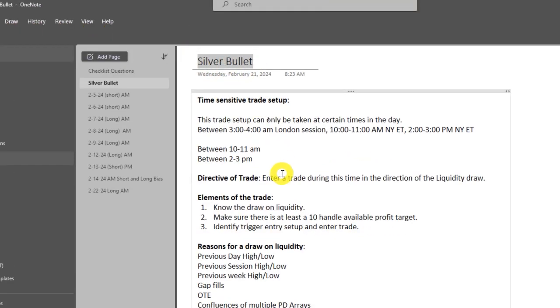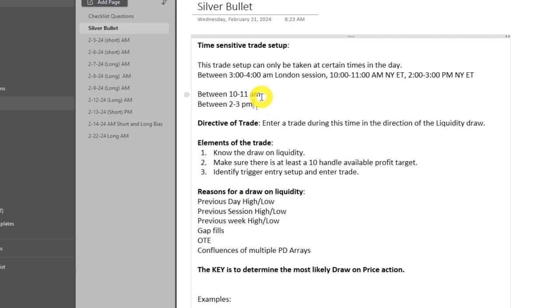The silver bullet is a strategy to go long or short at a certain time of day. Now, we're not interested in the London session, which is 3 in the morning, because I'm not up at that time. But it is a time-sensitive trade. This particular setup can only be taken at these times here. Now, I am awake and ready to go at 10 a.m. So between 10 and 11 a.m. Eastern Time, New York City time, USA. And there's another hour between 2 and 3 p.m. New York City Eastern Time.